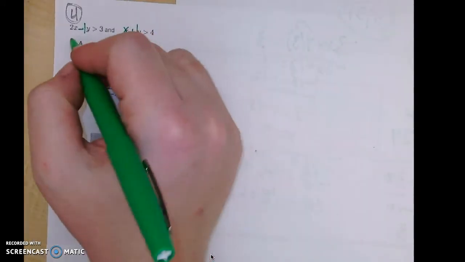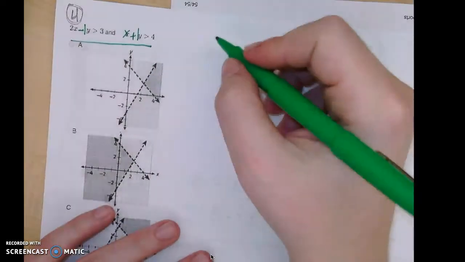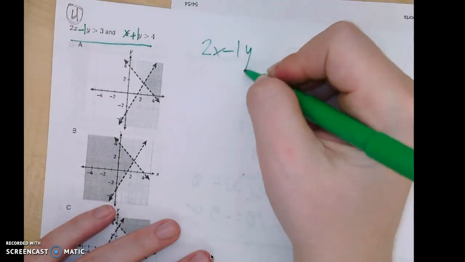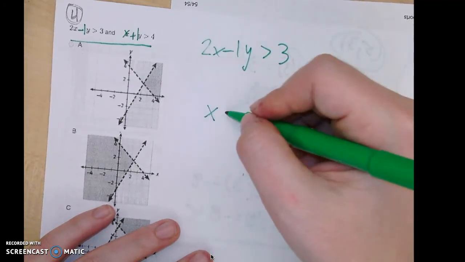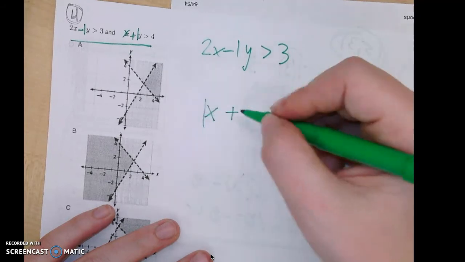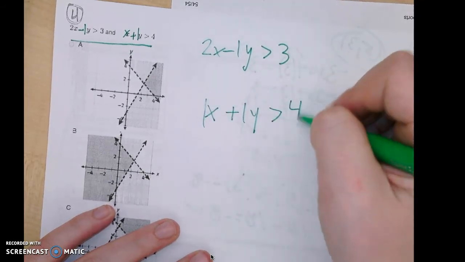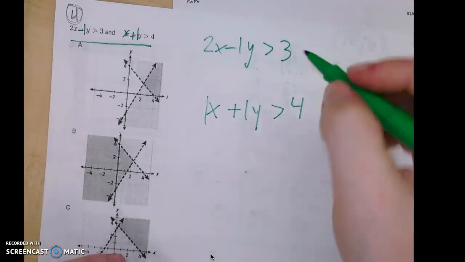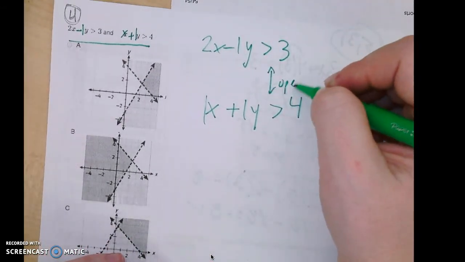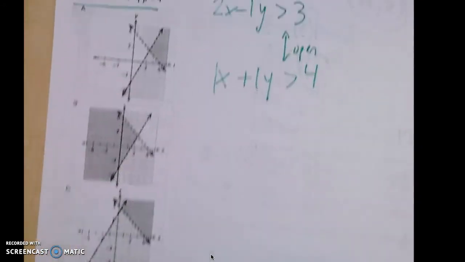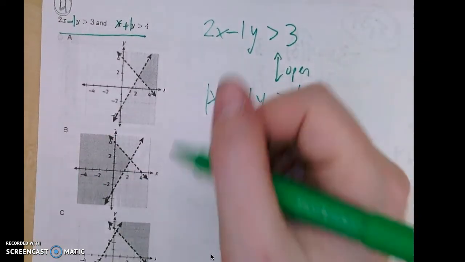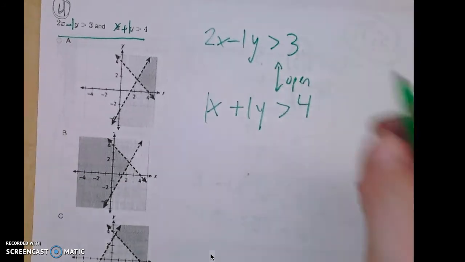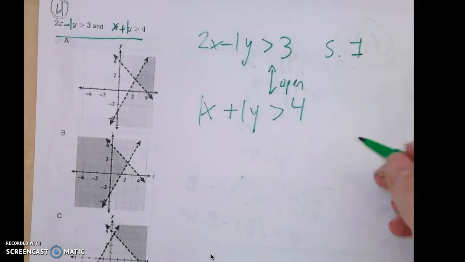For this one, for question 4, I'm given a system. 2x minus 1y is greater than 3. And x plus 1y is greater than 4. Okay. So I'm looking and I see that these are both going to be open lines. So I'm going to look at all my answer choices. They're all open lines. That's not helpful. So what I can do now is I need to match these equations to one of these graphs. I need to actually turn them into slope-intercept form, which means I need to solve for y.